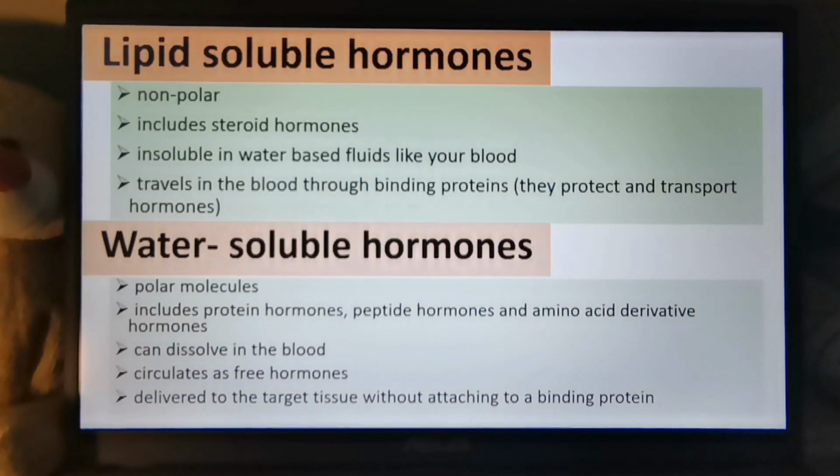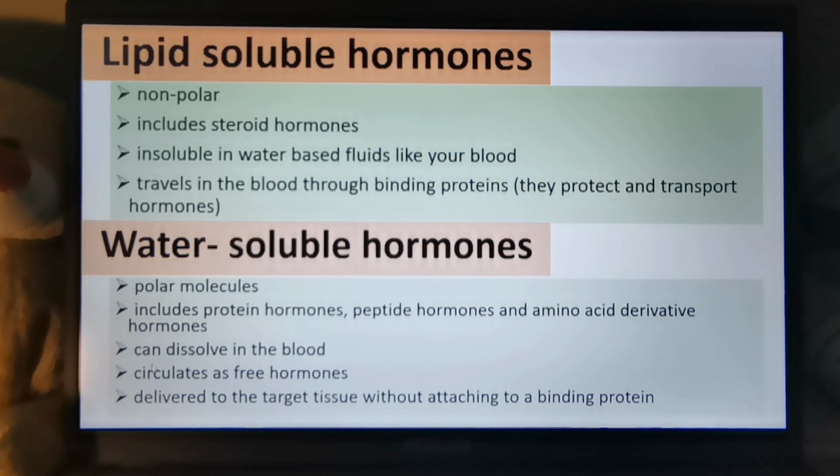Lipid-soluble hormones. So, they are non-polar, insoluble in water, and travel in the blood through binding protein. So, kailangan niya ng binding protein, ang lipid-soluble. Pag water-soluble, it circulates as free hormones. Hindi na niya kailangan ng binding proteins. So, these are polar molecules, meaning meron siyang charges. Kasi ang water ay H2O, di ba? H2O, hydrogen. So, meron na naman siyang electrical charge. So, ibig sabihin, polar siya or polarized siya. Pag lipid, wala siyang charge, non-polar.